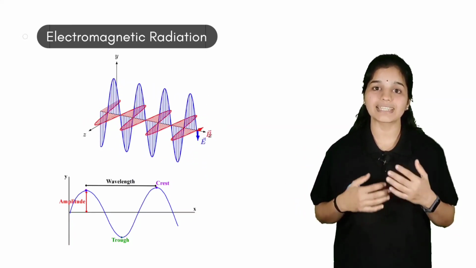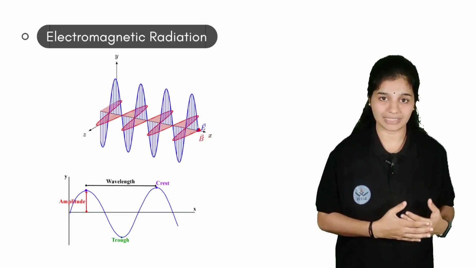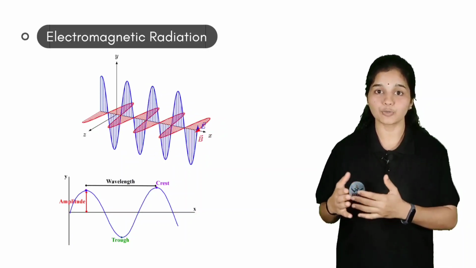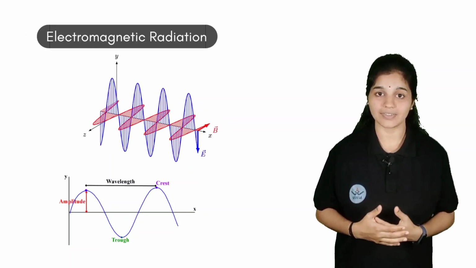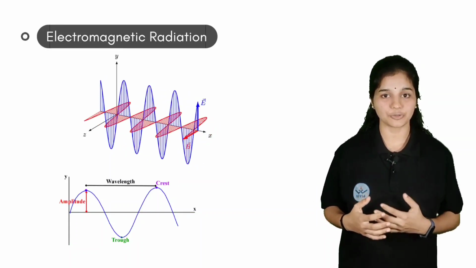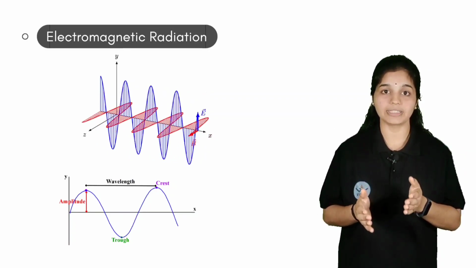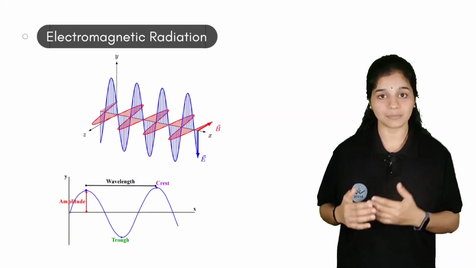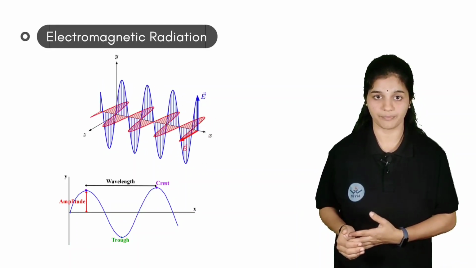These electric fields keep on changing, and the changing electric field produces a magnetic field. These electric and magnetic fields propagate through space in the form of waves, and this is how electromagnetic radiations are produced. The important properties of these electromagnetic radiations are that the electric field and the magnetic field are perpendicular to one another, and these two fields are perpendicular to the direction of propagation of the wave.